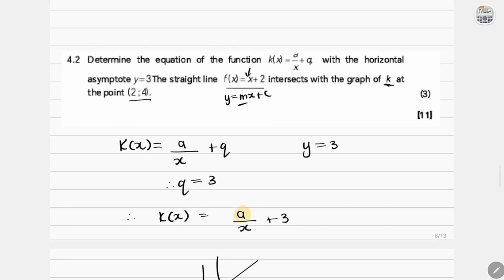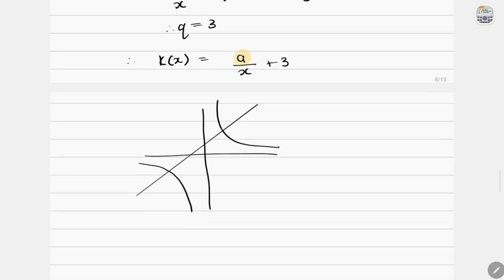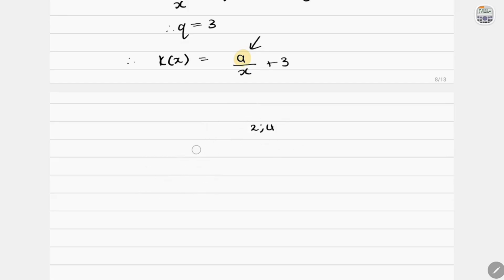All we need to take away from this is the fact that they said it's going to intersect k, and then they told you where it intersects k. They didn't even make you have to figure that out. They told you it intersects k at (2;4). So now you know there is an actual point on k, (2;4). So why don't we just take this point and substitute it into the equation of k, and then we can find what a is. Okay, so that's what we're going to do.